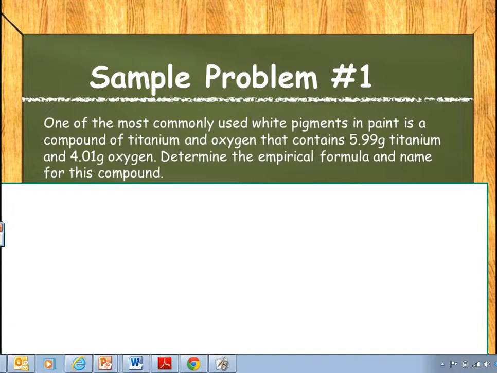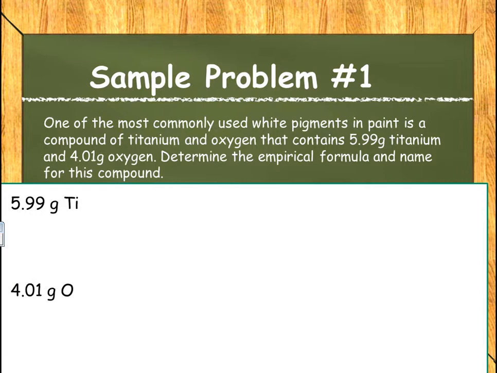What are they? 5.99 grams titanium and? 4.01 grams. So when you find them, you should have these. That is your very first step. So by reading the problem and identifying what the given information is, you have accomplished already the very first step. So here's your 5.99 grams, 4.01 grams of oxygen.